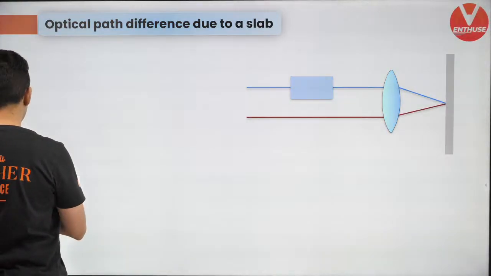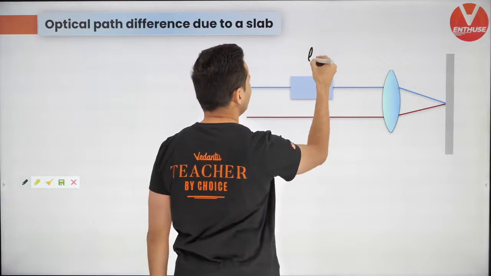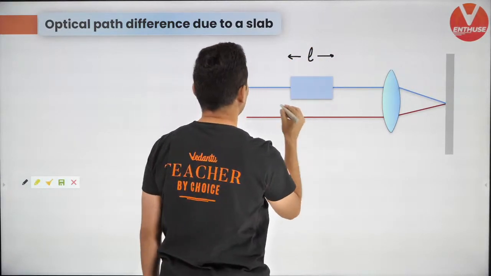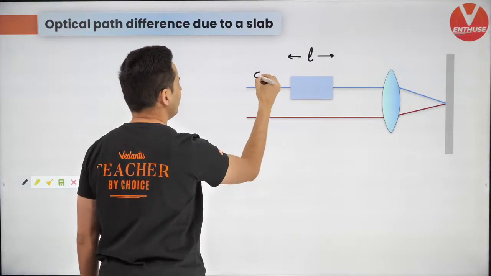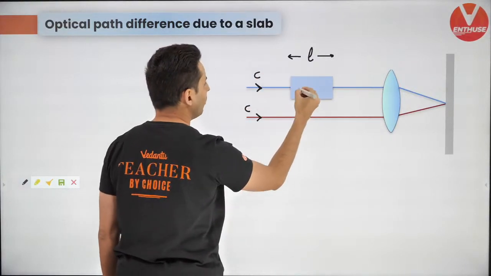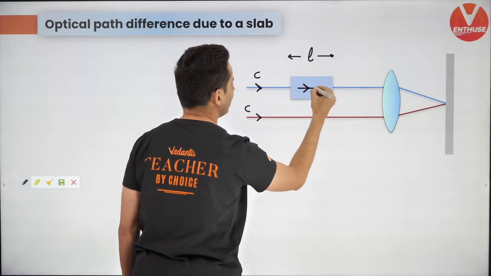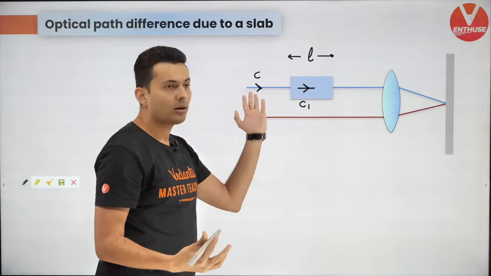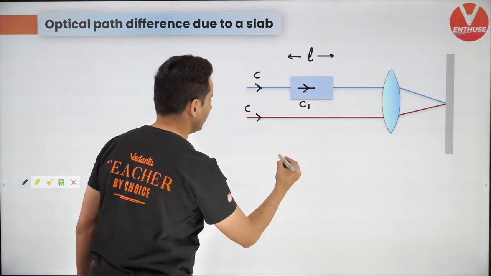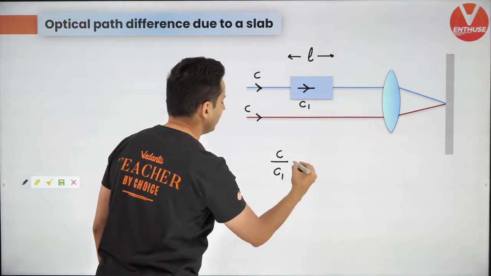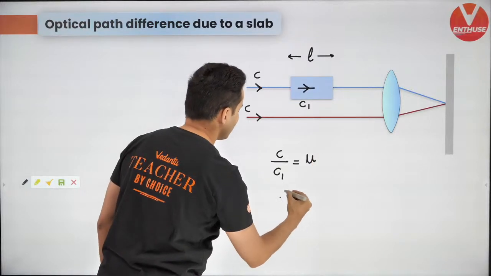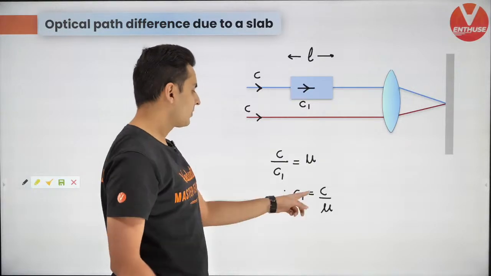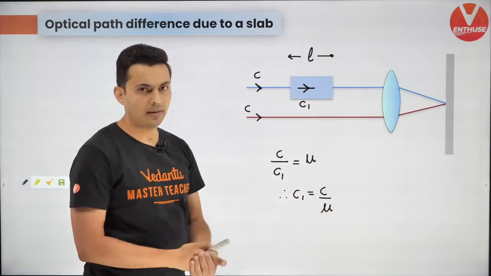Let's say I give you some kind of data, like for example, this is the thickness of the slab, or the length of the slab, all right, and the speed of light outside is c, but the moment the light enters inside, understand the speed of light will become c1. It's going to change. And what's the value of c1? That's not difficult to find. Speed of light in air upon speed of light in medium is the refractive index. Therefore, c1 is c divided by mu. Makes sense. The speed of light is going to reduce by mu times.